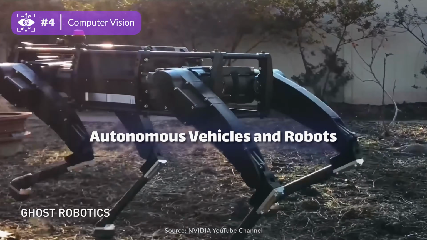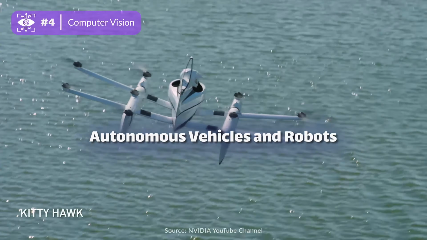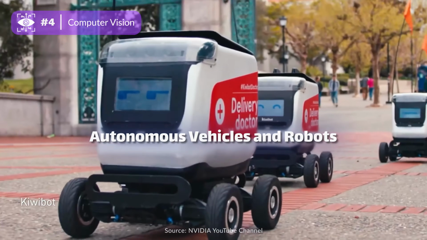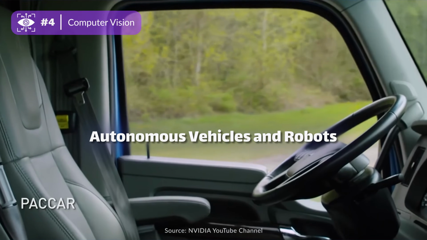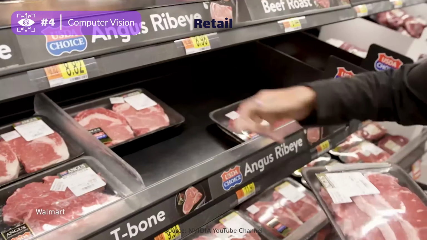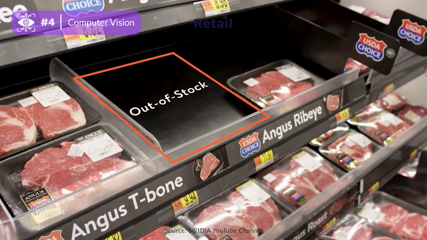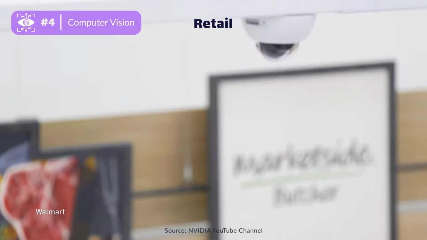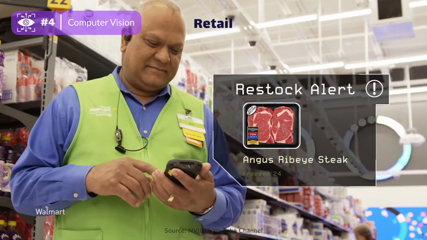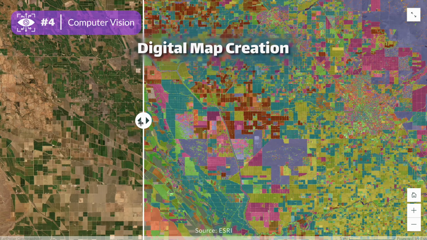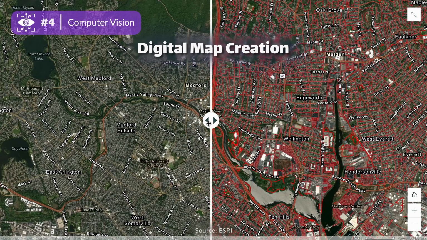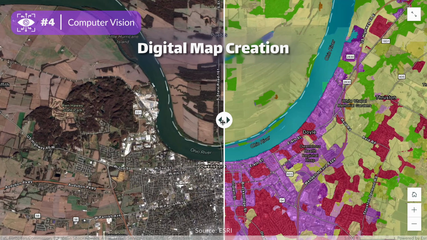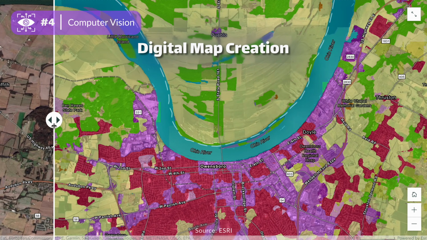Autonomous vehicles and robots. These systems rely on computer vision AI to perceive and understand their environments, plan their actions, and navigate. In the retail space, computer vision can support automated shelf tracking and management, theft detection, and in-store customer behavior analysis. Digital map creation. AI can extract features like building footprints, road segments, and land cover from satellite or drone imagery to automate the process of creating digital maps.